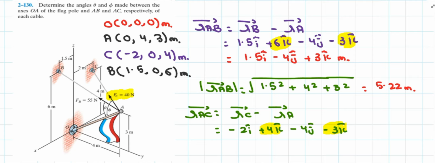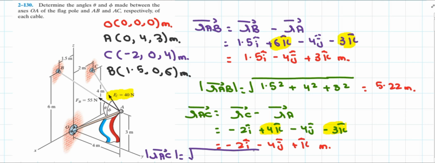Now add positive 4 k cap with negative 3 k cap. So it gives us a result of positive k cap. So it is negative 2 i cap with negative 4 j cap with positive k cap meter. This is the position vector of R_AC. But what about its magnitude? For the magnitude, we have the formula, that is the magnitude of R_AC equals under root x square plus y square plus z square. X is 2 square, y is 4 square, and z is 1 square. So grab the calculator, put the values into it, and solve it for the magnitude of R_AC. Now the magnitude of R_AC is 4.88 meter.